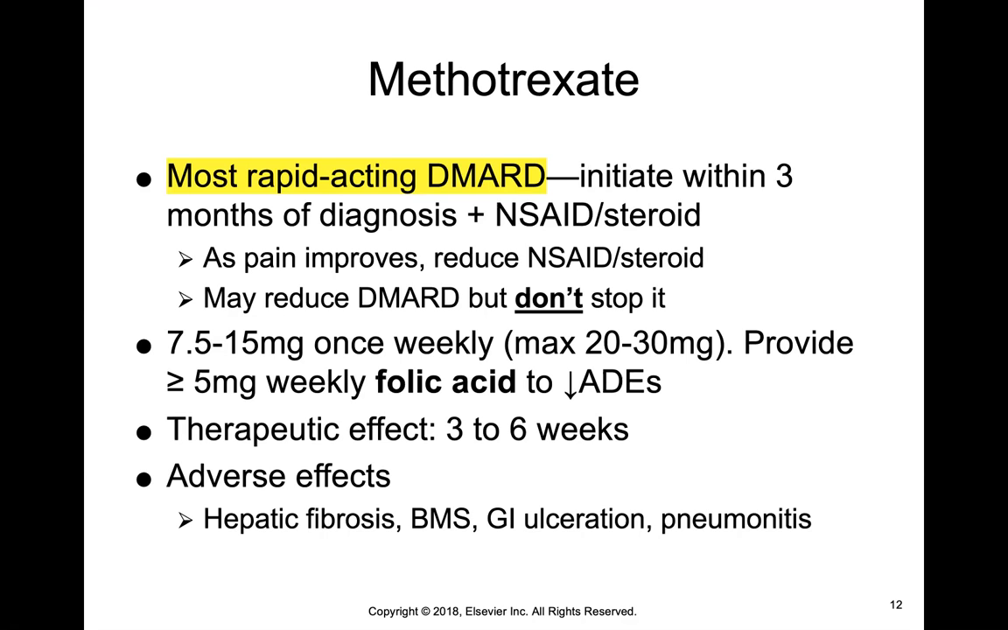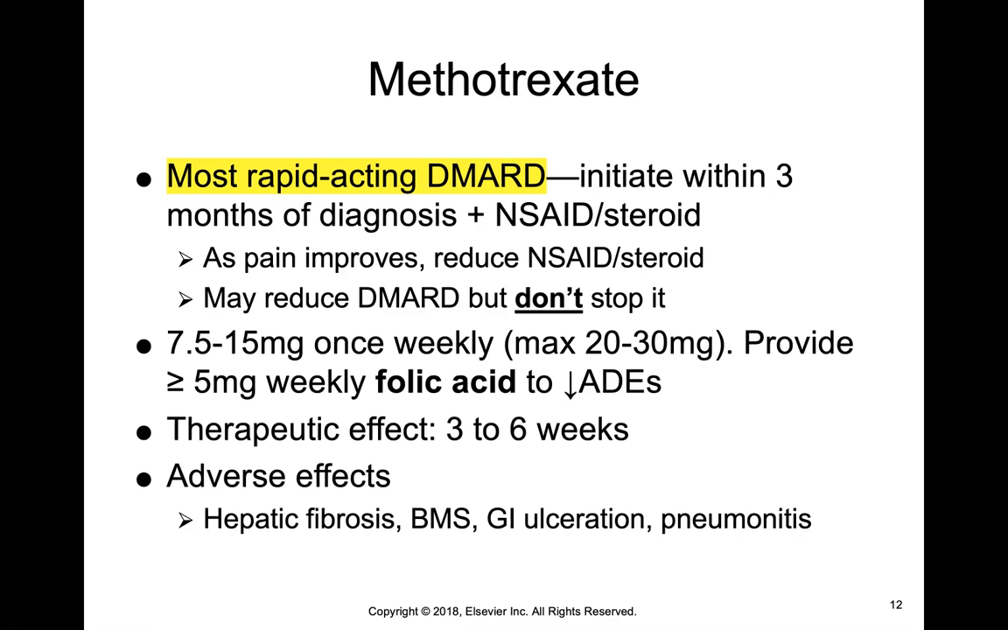So the gold standard non-biologic DMARD, and typically the first drug of choice for patients with RA, is methotrexate. It is the most rapid acting DMARD, and most effective if you initiate it within 3 months of the diagnosis, along with an NSAID or steroid. Now, just because it says rapid acting doesn't mean that rheumatoid arthritis is going to be cured the next day. It still takes several weeks, 3 to 6 weeks, but it is much faster than any of the other agents, and so this is why we use it.